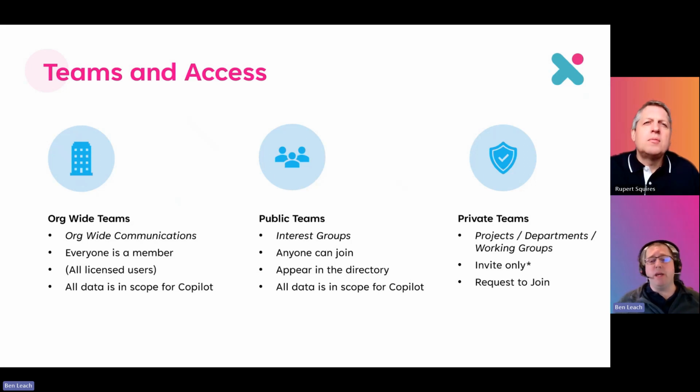And basically what happens here is that anyone who's got a license in your organization will be automatically added to that team, whether you want them to or not. Any information, any files that have been added into that team are all going to be in scope for Copilot automatically. Public teams are teams that users can see and choose to join.